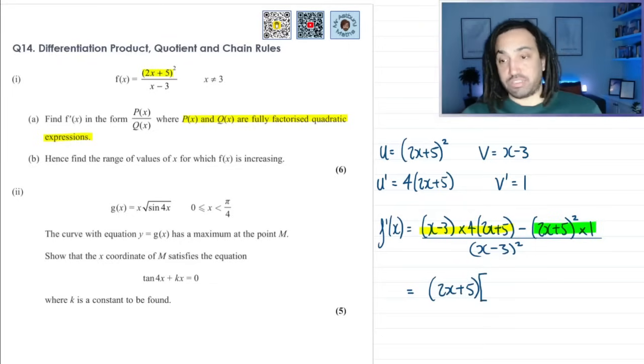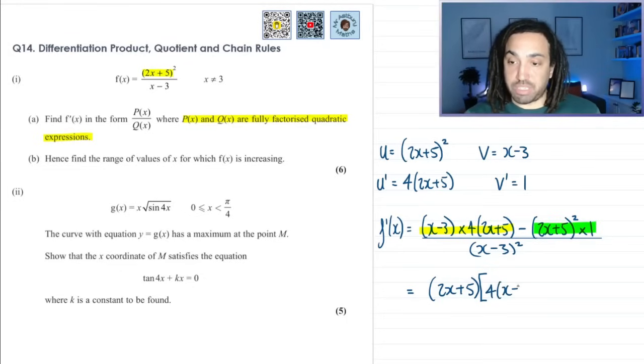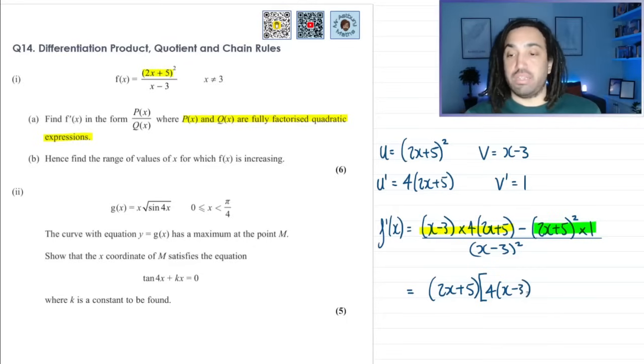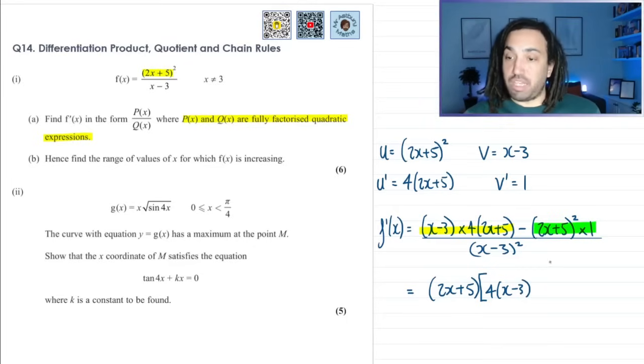Okay, so factorising out a 2x plus 5, what am I left over with from the yellow term? Well, I'm timesing by 4 and I'm timesing by x minus 3. So that works. If I was to expand this bracket out, I would get back to this yellow term. What do I need for the green one? Well, I've got (2x plus 5) squared, so I'm going to need another 2x plus 5 in order to make it squared.